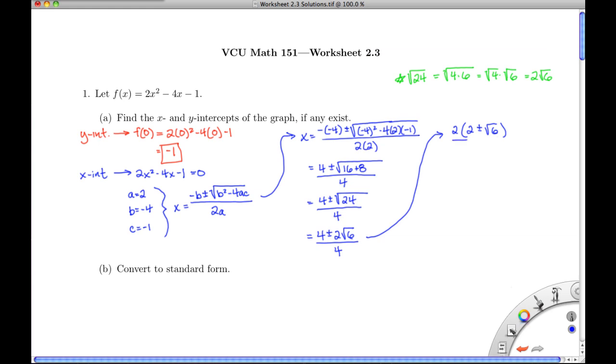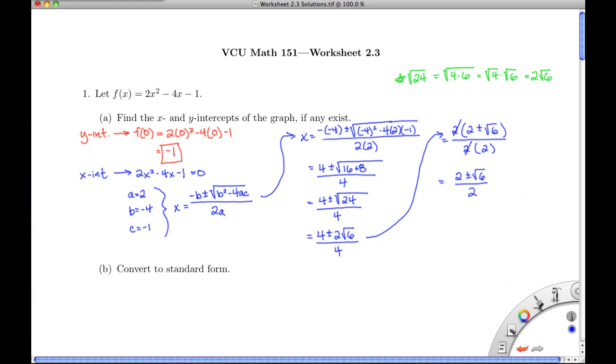So 2 is a factor of the top. 2 is also a factor of the bottom. So these 2's, since they're factors of the top and the bottom, are going to cancel. And we're left with 2 plus or minus the square root of 6 over 2.